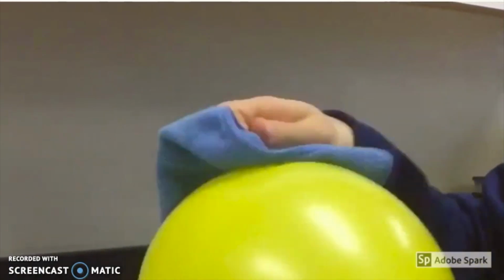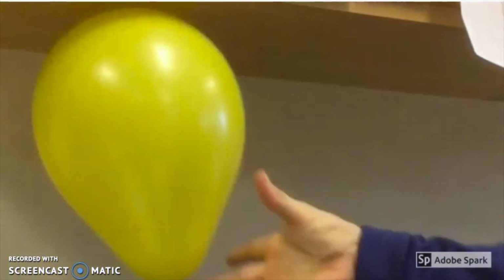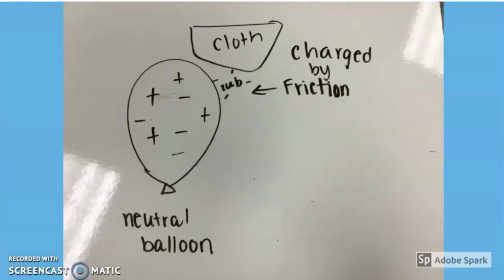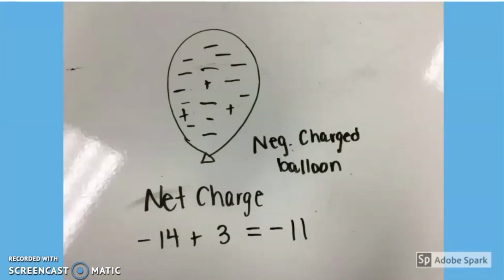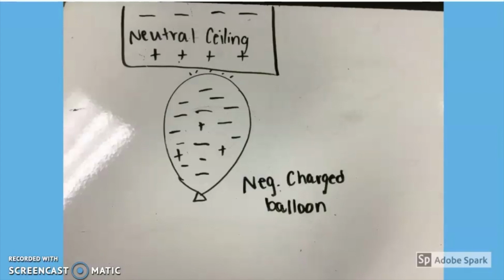In this experiment, we rubbed a cloth against the balloon to charge it and see if it would stick to the ceiling. The cloth rubs against the neutral balloon, causing friction to occur. Since the balloon was charged by friction, electrons were transferred and made the balloon's net charge become negative. Since the balloon is negatively charged, it repels the electrons on the ceiling, but since the ceiling is neutral, the protons attract the negative balloon, causing it to stick.